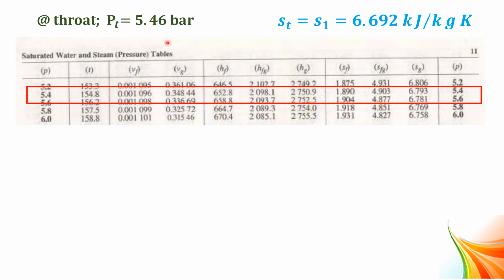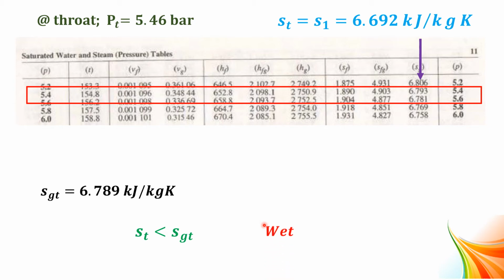Here the 5.46 value is not in the steam table, so by interpolation of 6.793 and 6.781, we get the value of Sg at the throat section equal to 6.789 kilojoule per kilogram Kelvin. Now compare this Sg value with the St value. St is less than Sg, therefore the steam is wet at the throat section.